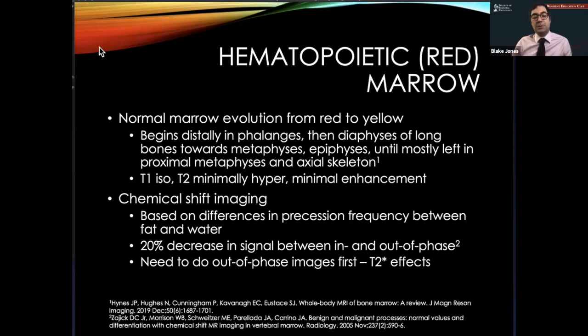And then, just a technical point, you have to make sure that the out of phase images were done first, because there's T2 star effects, aka susceptibility. So if you did the out of phase after the in phase and you lost signal, you wouldn't really know whether it was because of true fat in the voxel, fat and water mixed in the voxel, or some susceptibility artifact from something else? So hopefully this illustrates how we sort through this common conundrum in looking at bones.